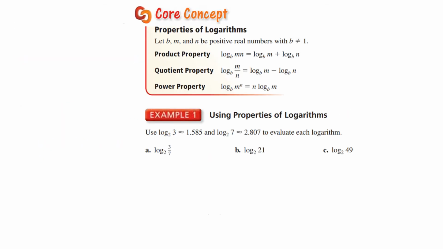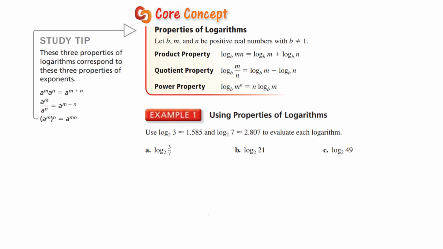Here are our core concepts for today for the properties of logarithms. We have the product property, the quotient property, and the power property. They're on your class notes, they're on the slide. It might be worth your while to write these down. And keep in mind also that these come directly from our properties of exponents.